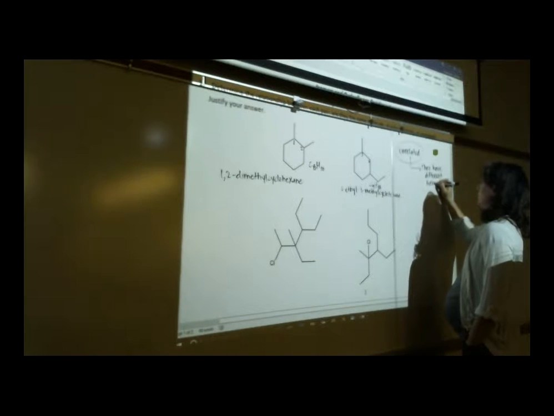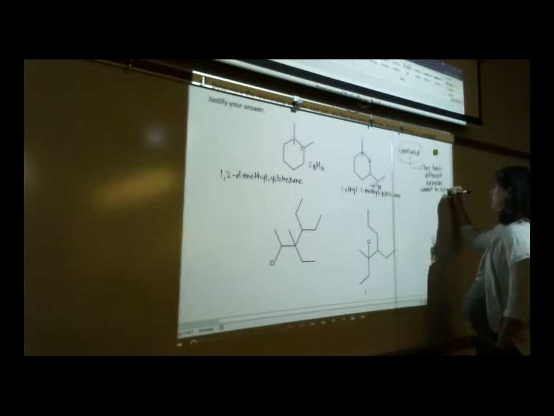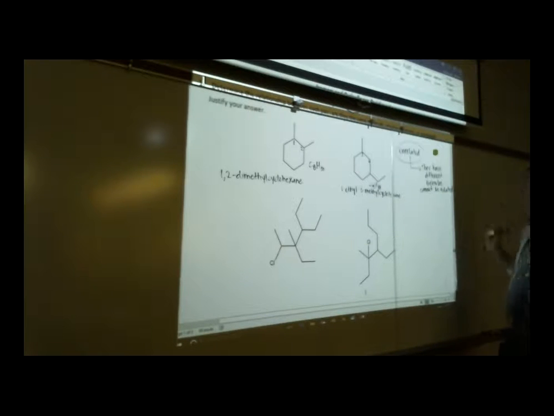Right, so as our justification for this, we would say they have different formulas, therefore cannot be related. Right? They don't have the same formula, then there's no relationship whatsoever.